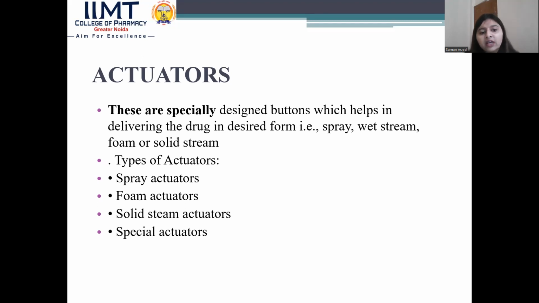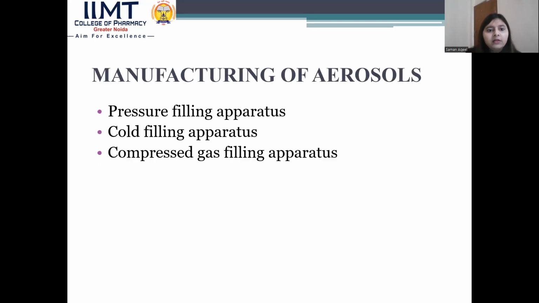Now, types of actuators are spray actuator, foam actuator, solid stream actuator, and special actuators. And the phenomenon is known as actuation. Now, manufacturing of aerosols. How are these aerosols manufactured? Aerosols can be manufactured by three processes: pressure filling apparatus, cold filling apparatus, and compressed gas filling apparatus.